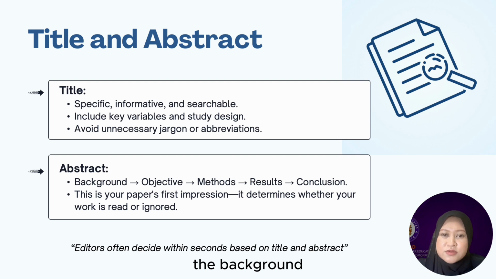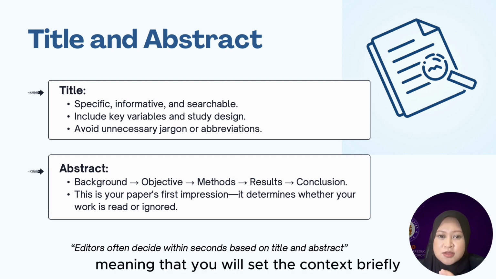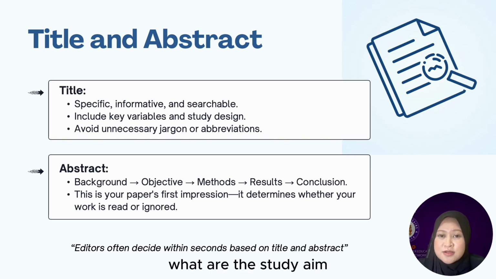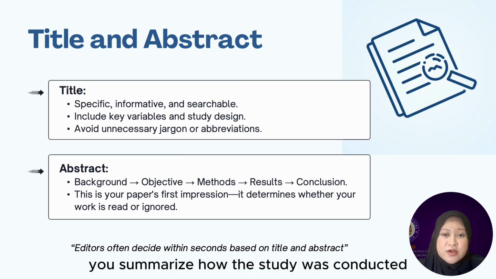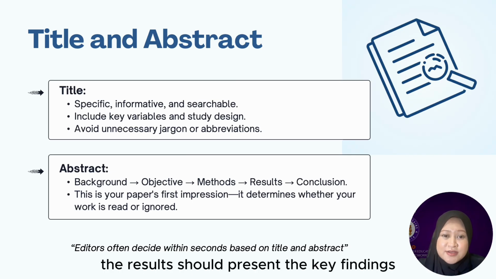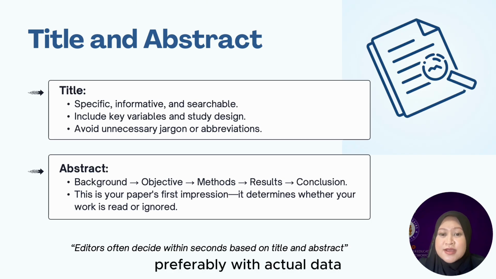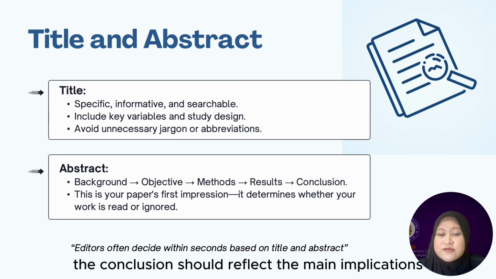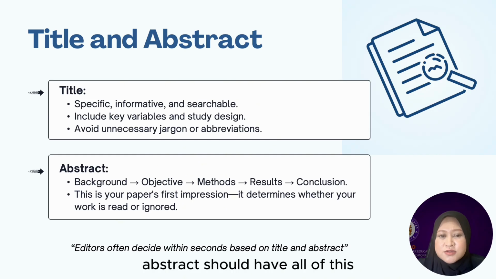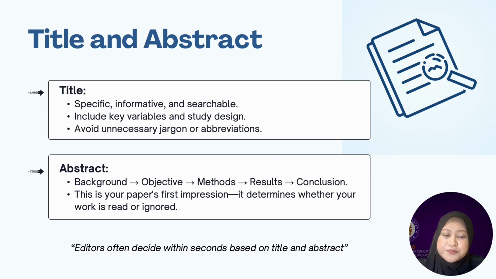The background means that you set the context briefly, and for the objective, you state the study aim. For methods, you summarize how the study was conducted. The results should present the key findings, preferably with actual data rather than general statements. So you should put your actual data. And the conclusion should reflect the main implications of the study. So the abstract should have all of this.